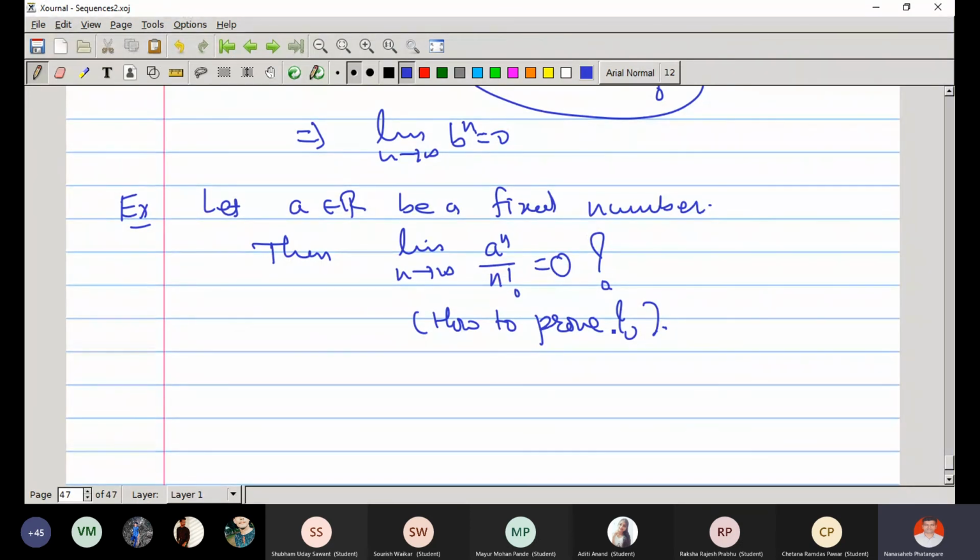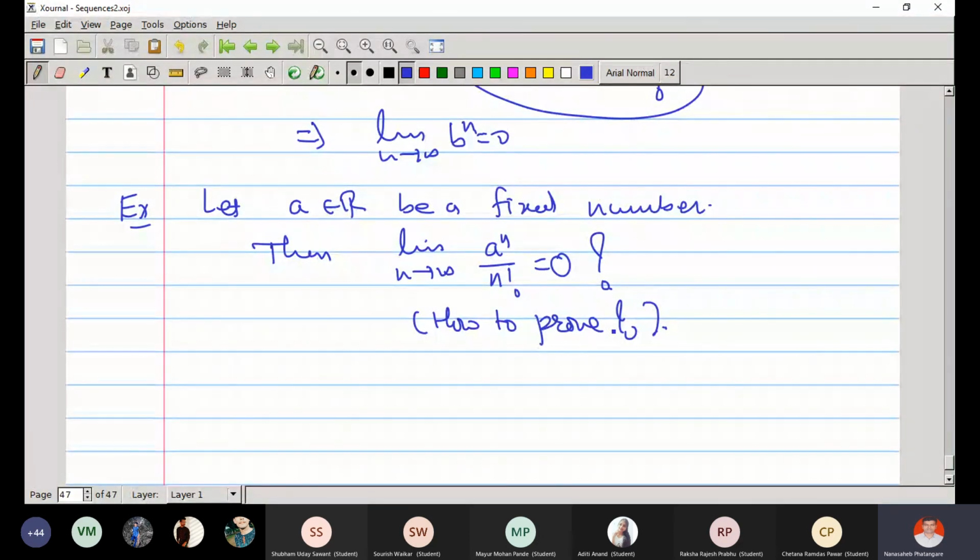We'll try to split this problem into simple cases and we can look at the general a raised to n upon n factorial. Sir, it should converge to 1, right? It converges to 1, right? No, it converges to 0, it is true. Okay. But how to do this? How to believe that it converges to 0?